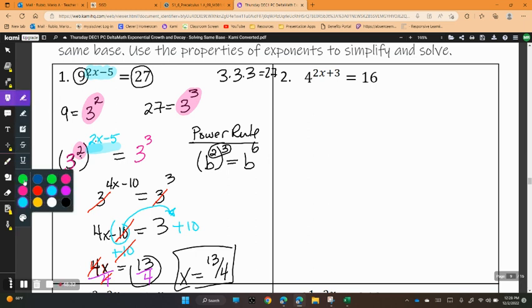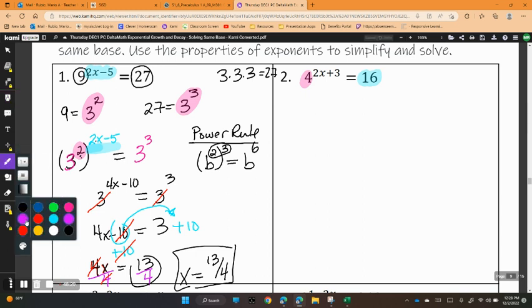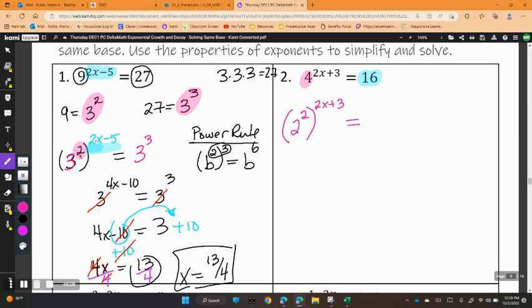So I want to get this 4 and this 16 in some format that they both have the same base. So let's start with the 4. Another way I can write 4 is I can write 2 to the power of 2. Then I'm going to write my parentheses, and I'm going to keep my exponent the same.